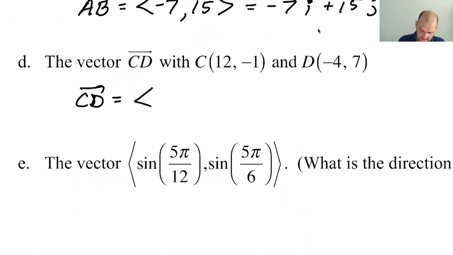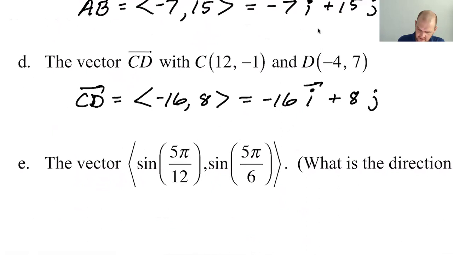So -4 minus 12, 7 minus -1. So this is going to be -16i plus 8j. These are like practice, I guess.